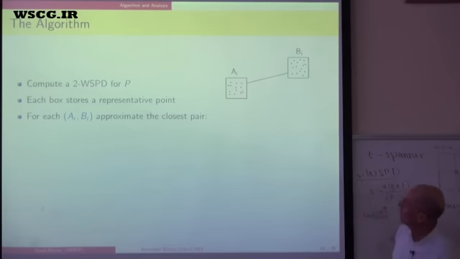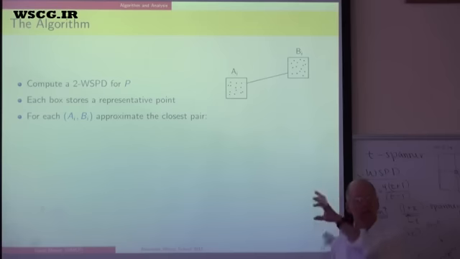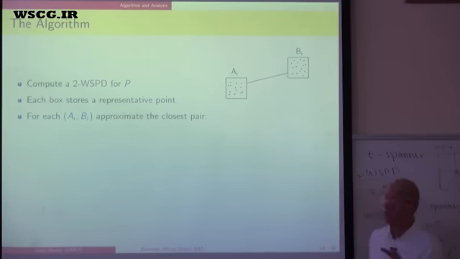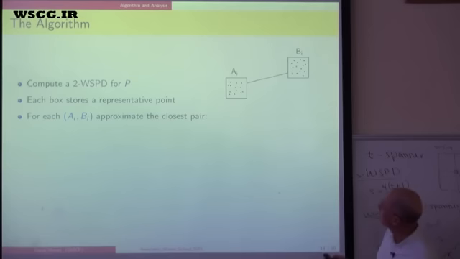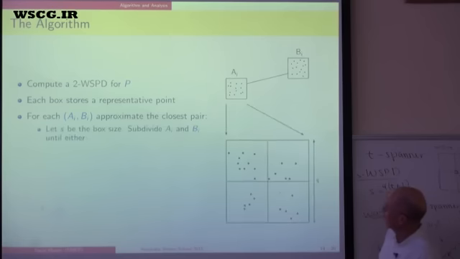So here's the way the algorithm is going to work, and it's not very complicated. I'm going to compute a well-separated pair decomposition. Even though I'm going for an epsilon approximation, the separation factor is just going to be a constant. So the actual well-separated pair decomposition is just going to have n pairs in it, maybe 2 to the d times n, but just n. Each box stores a representative point. And for each well-separated pair of the decomposition, I'm going to do the following.